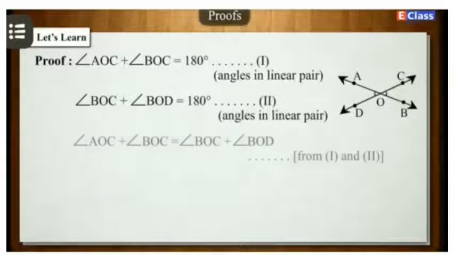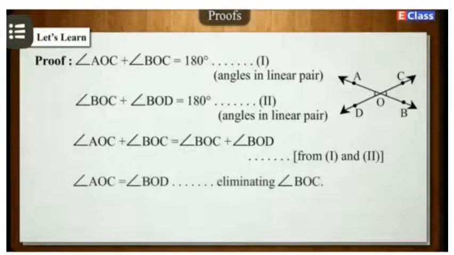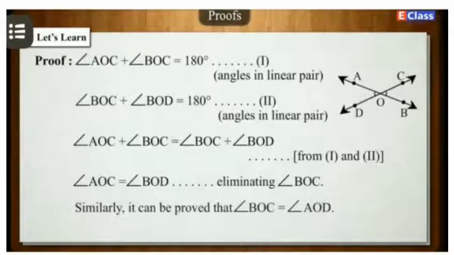Angle AOC plus angle BOC is equal to angle BOC plus angle BOD, from statements 1 and 2. Angle AOC is equal to angle BOD, by eliminating angle BOC. Similarly, it can be proved that angle BOC is equal to angle AOD.